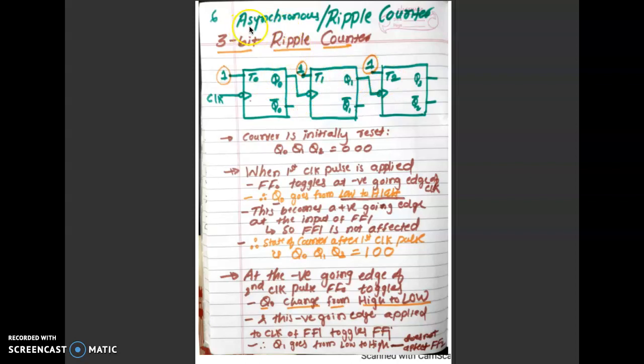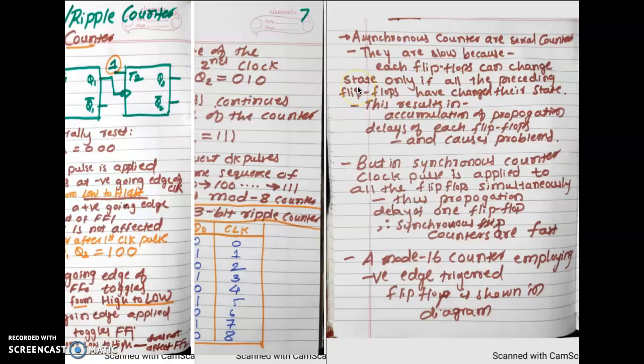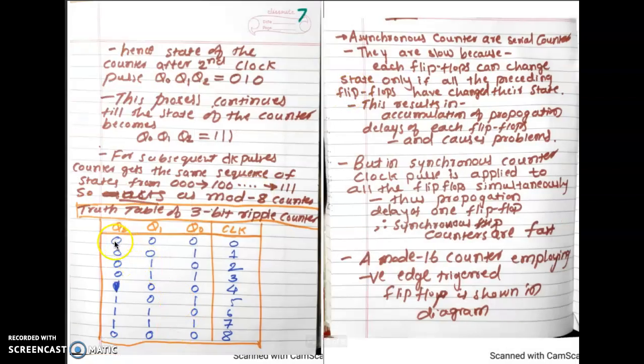That is why this is also referred to as serial counter or asynchronous counter. And the output is connected to the clock of the next, so it appears like a ripple. That's why it is also referred to as ripple counter. So we are now going to see the 3-bit ripple counter. Means it starts from 000 counting, goes up to 111.